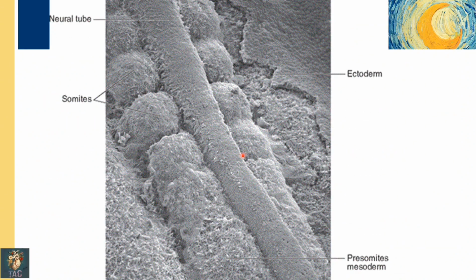So this is the picture taken from your book, in which you can see the neural tube, and on each side of the neural tube you can see the somites which are forming. These are segmented in this area and unsegmented in this area. So this is the presomitic mesoderm, and here somite formation has taken place. This area is the cut edge of the ectoderm.